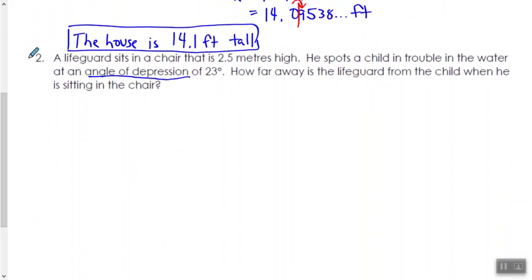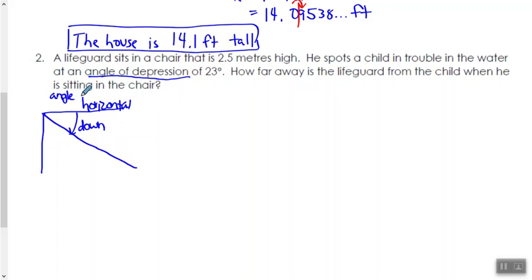Next example. We have a lifeguard sitting in a chair that's 2.5 meters high, and he spots a child in trouble in the water at an angle of depression of 23 degrees. Okay, so angle of depression, if you're depressed, you're down. So if you have an angle of depression, you're looking down, and not from vertical down, horizontal down. Okay, so your angle of depression is going to be from the horizontal down. And that is how you find your angle of depression.